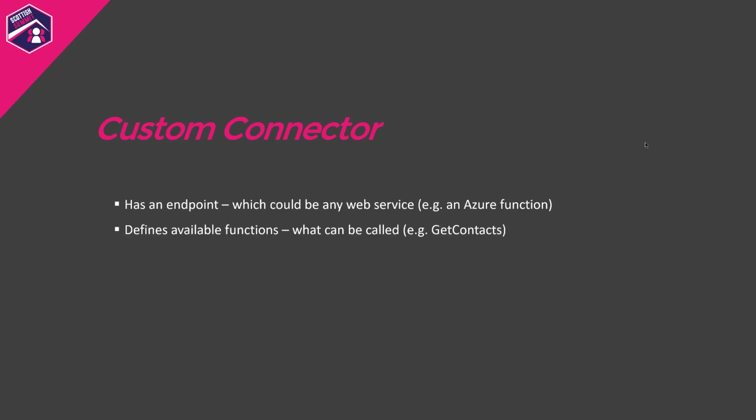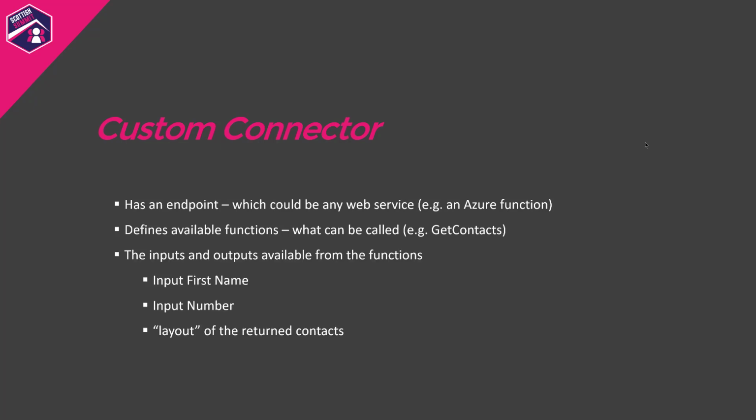So with that in mind, let's think about a custom connector. What does a custom connector actually do? Well, it's got an endpoint, which could be any web service. So it could be an Azure function, could be something else. It defines what's available within that custom connector. So what can be called: get contacts maybe, list contacts, delete contacts, you name it. It defines the inputs and outputs from each of the available functions.